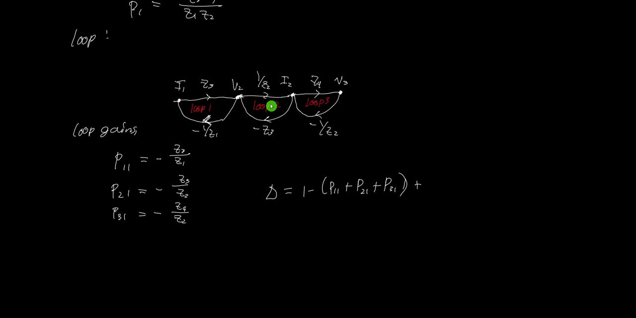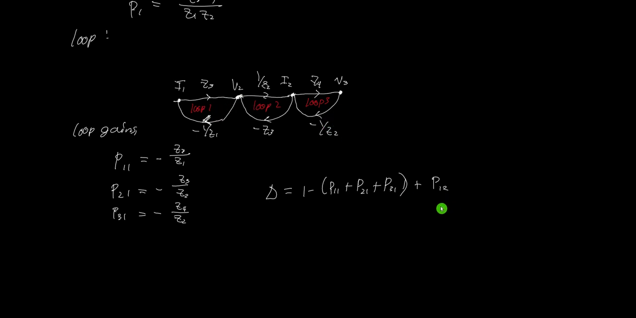Loop 2 and loop 3 are touching. Loop 2 and loop 1 are also touching. Loop 1 and loop 3 are non-touching, so we need to add the product of those non-touching loops. We only have one pair, and that will be P12. The 2 here means 2 non-touching loops. We don't have 3 non-touching loops because we only have 3 loops. You can have P22 if there is more than 1 pair of non-touching loops.